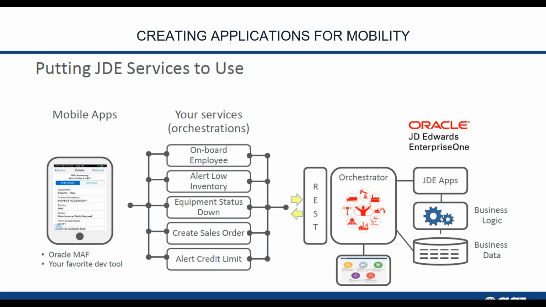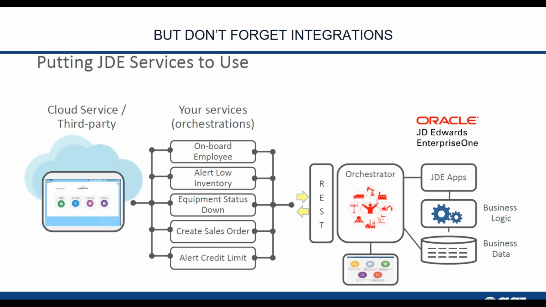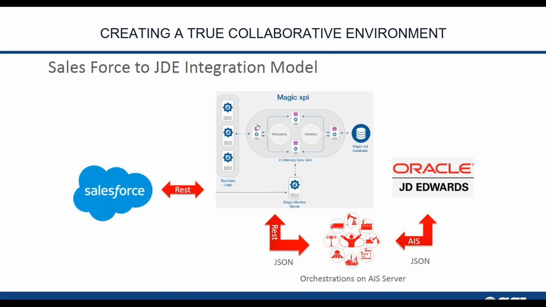Do I have some type of mobile application that I'd like to build an orchestration for? Maybe I have a spreadsheet and I want to upload that spreadsheet and create a bunch of address records. I have a third-party application that I want to integrate back and forth. What about multiple integrations? Maybe I use Salesforce as a CRM tool and I have Magic and I do some REST calls back and forth with Magic, but yet within Magic, now I need to integrate with Orchestrator back into my AI service and create some JSON code back into my JDE instance.